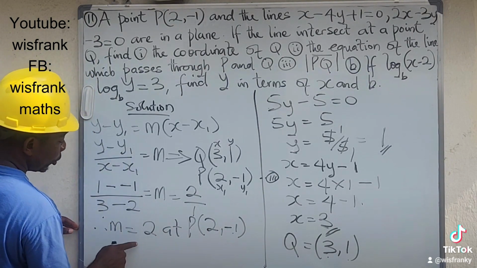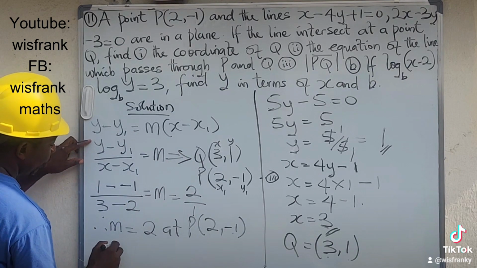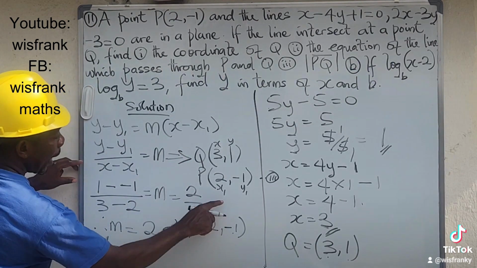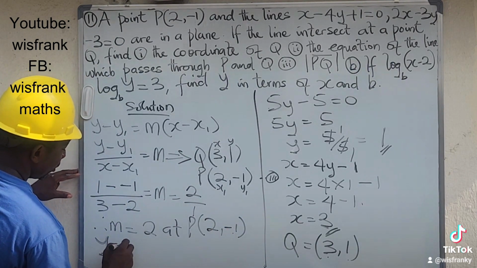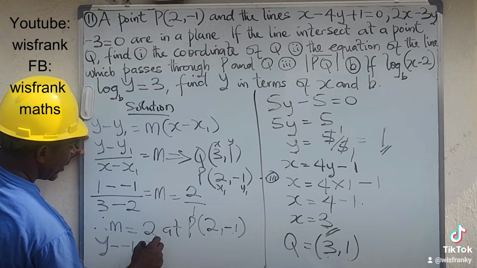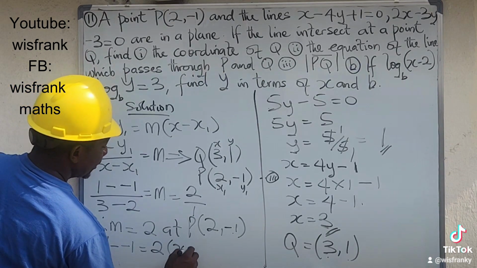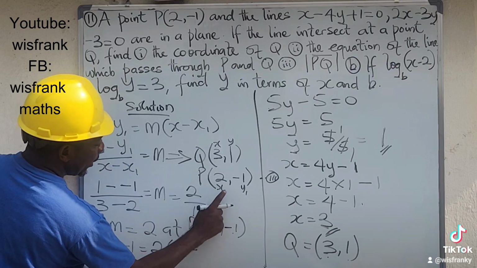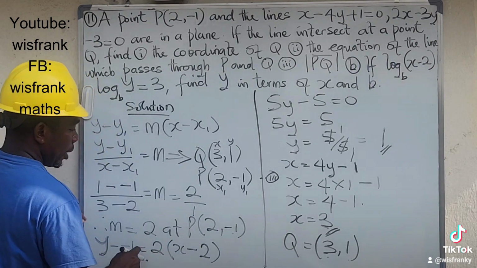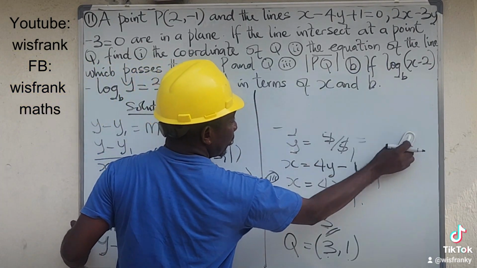So we will substitute into this our equation. So we have y minus our y1, which is minus 1, equals our m, which is 2, into x minus our x1, which here is 2. So here we are going to clean this and move over to this other side.